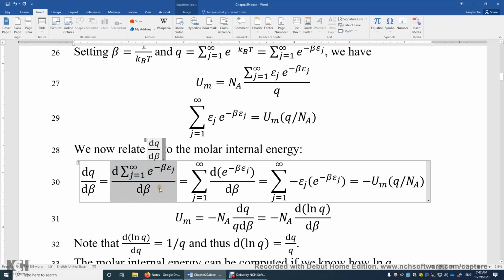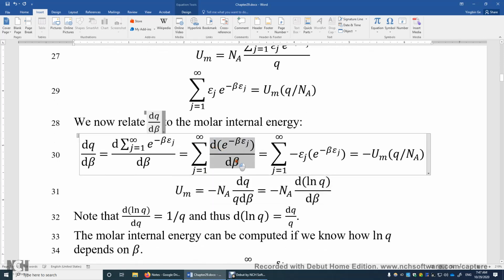So how do we evaluate this? Well, first, you want to know that the first derivative of a sum is the sum of the first derivative. So this is one of the calculus rules. Again, right now we're looking at the first derivative of the sum. And over here, it's the sum of the first derivative. So we can put an equal sign in between. And then we just need to evaluate the first derivative of e to the power of negative beta epsilon j with respect to beta. This is simple differential calculus.